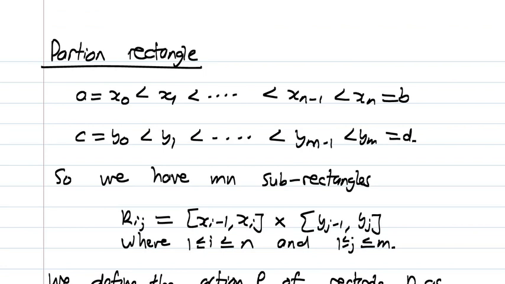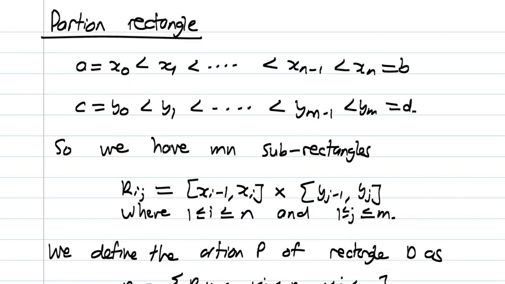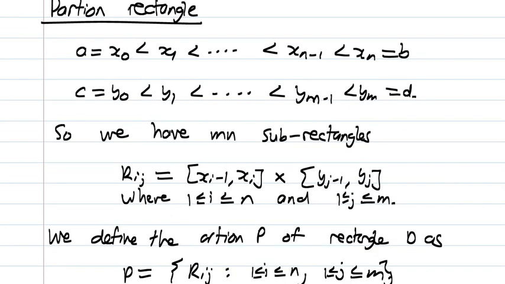And we can denote each subrectangle as follows. R sub ij is the cross product of the interval xi minus 1, xi crossed with the interval yj minus 1, yj, where i is the index from 1 to n and j is the index from 1 to m. So we define the partition of rectangle D as follows. We took the big rectangle and partitioned it up into m times n subrectangles.